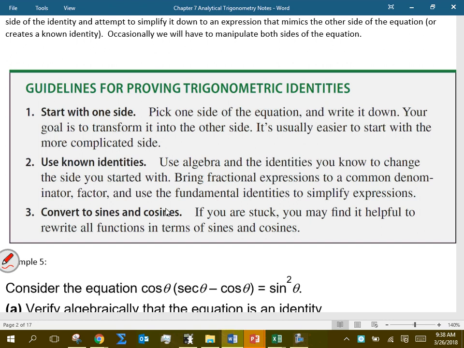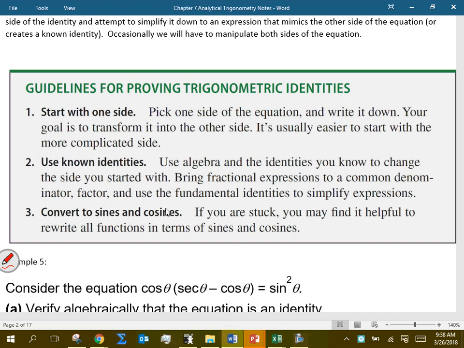So we're going to start with the more complicated looking side. And that's totally a personal opinion on which side is more complicated. I think when I see fractions, that's going to dominate and say that side's more complicated. The more ratios that I see, the more terms that I see, starts to indicate that side's maybe a little bit more difficult. And then step 2 is use known identities.